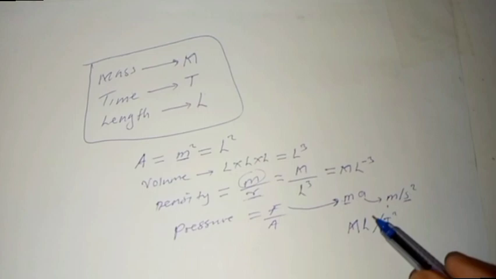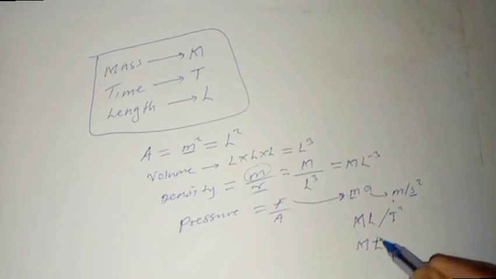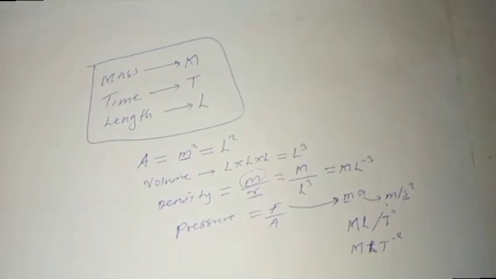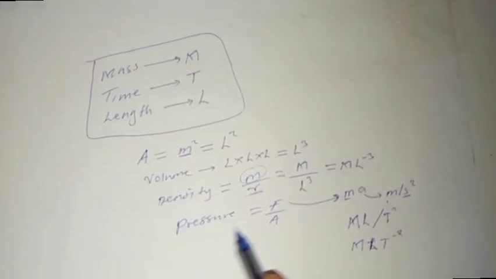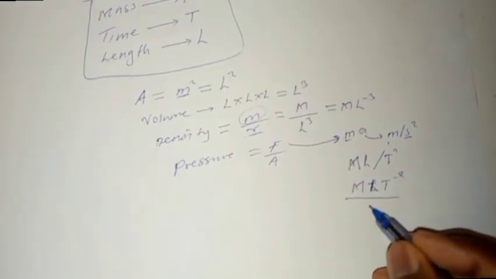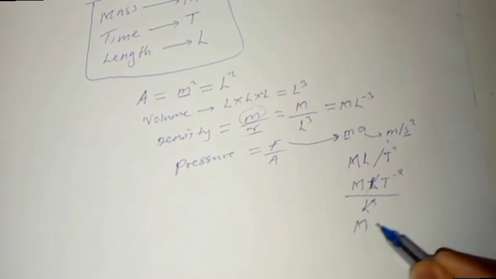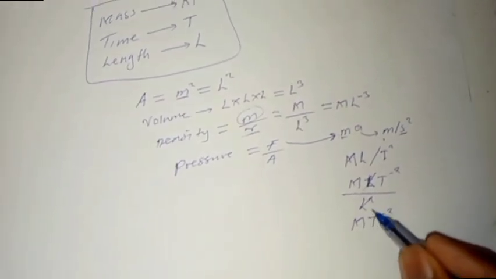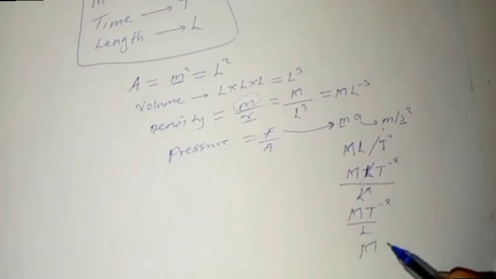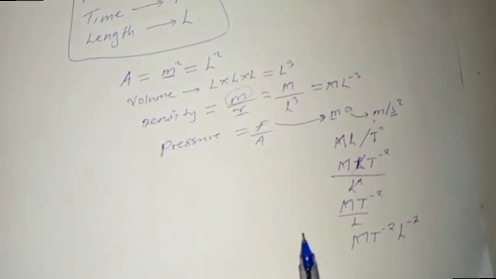Writing this in a proper way, if it goes on top, you're going to have L T to the power -2, meaning that this is going to be part of the force. Since pressure is equal to force over area, you divide this entire thing by area, which has the dimensions of L squared. So this and that can be cancelled. Then you're going to have M T to the power -2, and L goes on top as L to the power -1. Definitely these are the dimensions for pressure.